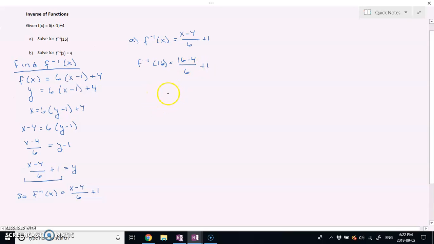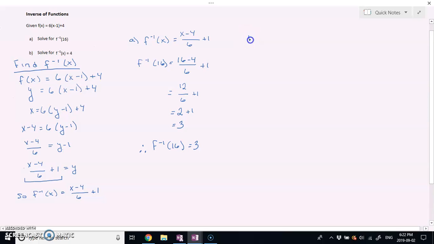And now we can solve this. 16 minus 4 is 12, still divided by 6, plus 1. 12 divided by 6 is 2, plus 1. 2 plus 1 is 3. Therefore, f inverse of 16 is 3.